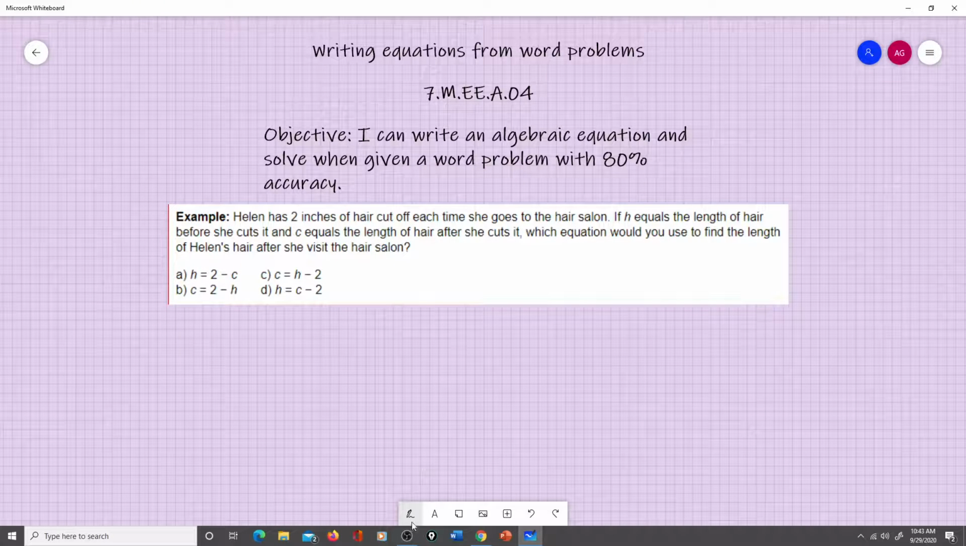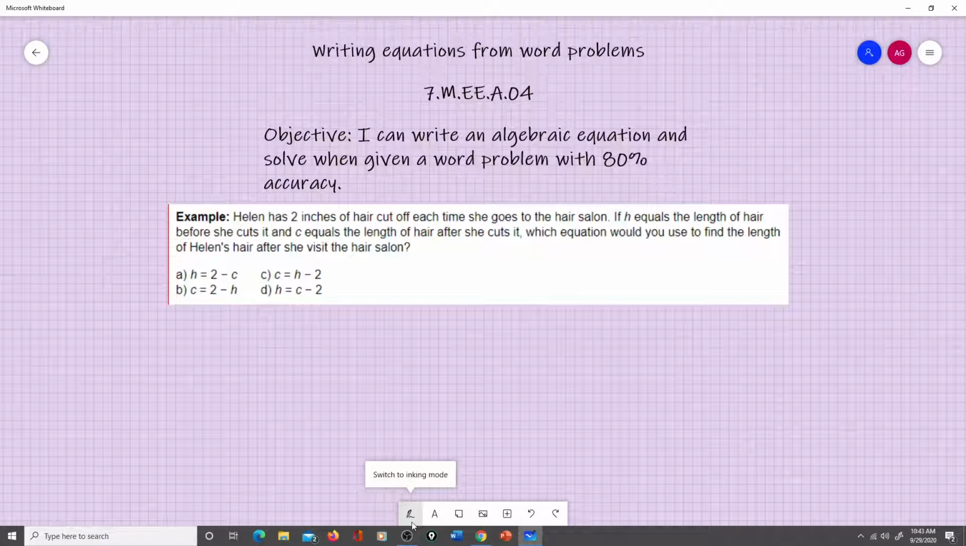Hey guys, Mr. Gardner here, and today we're going to talk about writing equations from word problems. What I want to do today is go over a really good strategy for problems like this, how we can read word problems and make sense of them so that we can solve them and get the correct answer.